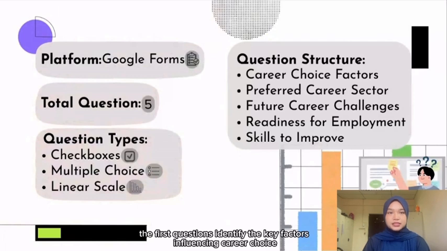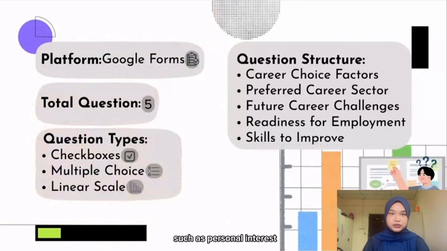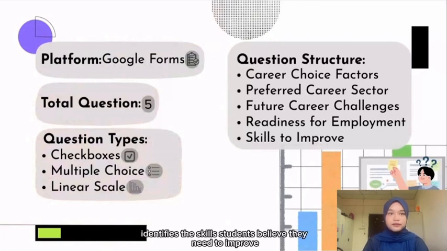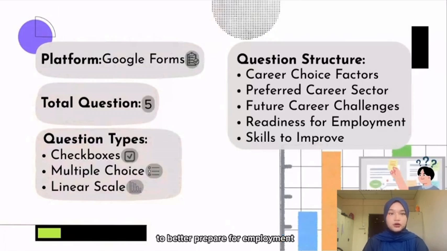The first question identifies the key factors influencing career choice, such as personal interest, salary expectation, and job stability. The second question explores students' preferred career sector, whether government, private, or self-employment. The third question focuses on challenges students expect to face in their future career. The fourth question measures students' readiness to enter the working world using a linear scale. Finally, the fifth question identifies the skills students believe they need to improve to better prepare for employment.